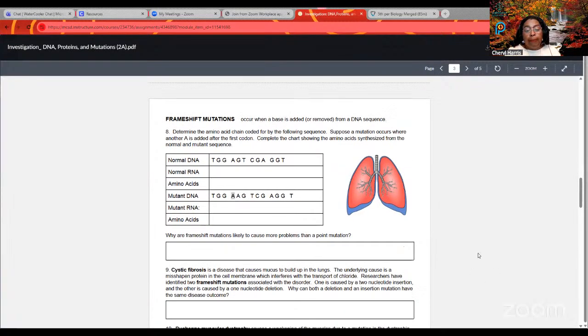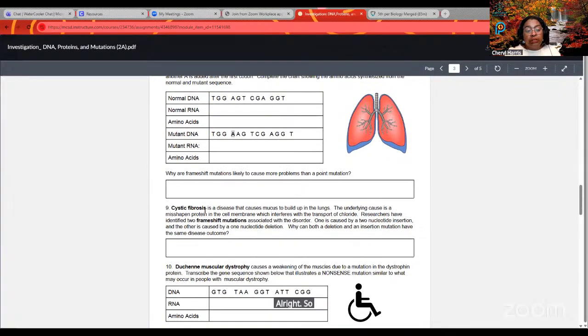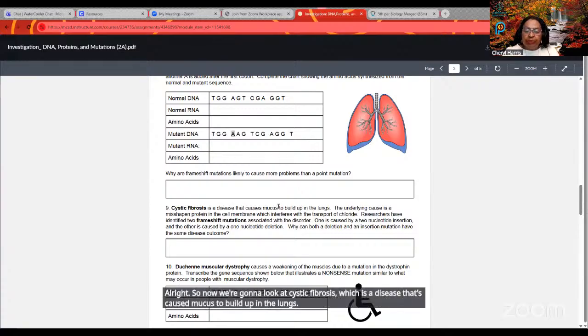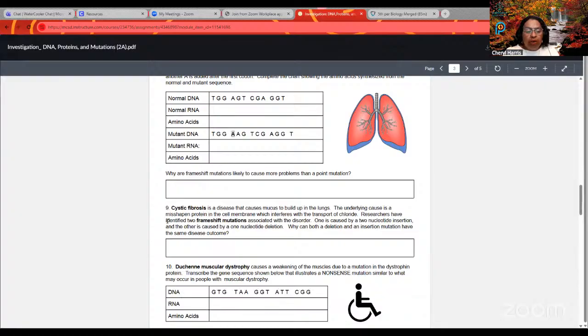All right. So now we're going to look at cystic fibrosis, which is a disease that causes mucus to build up in the lungs. The underlying cause is a misshapen protein in a cell, which interferes with the transport of chlorine. That's what its job is supposed to do.